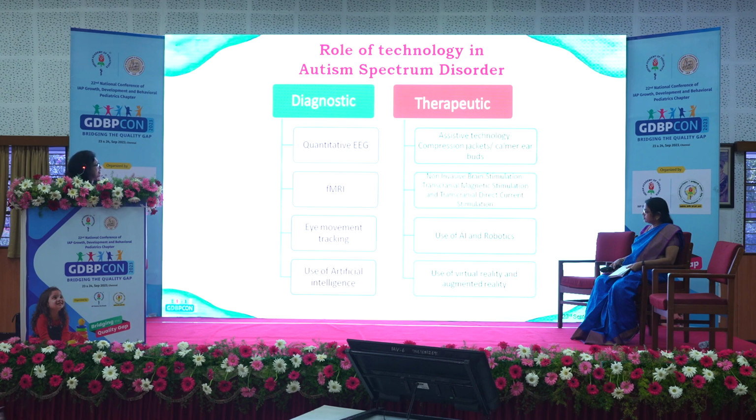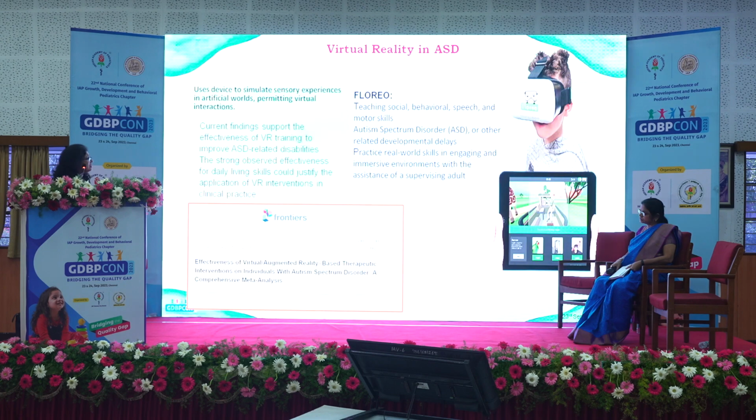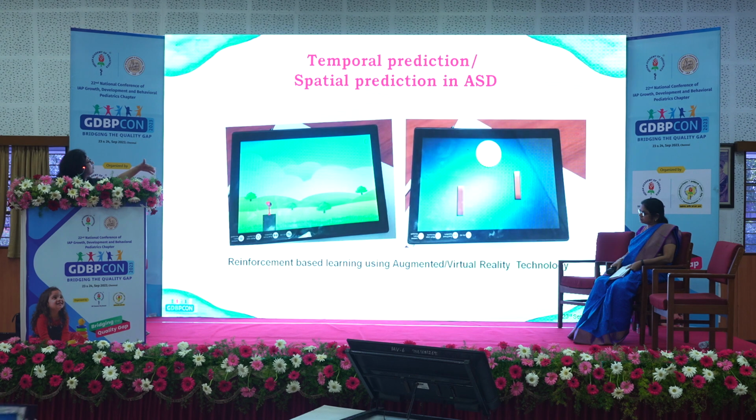For autism, quantitative EEG, fMRI, and eye movement tracking, and artificial intelligence can be used for diagnostics. Therapeutics, you can have assistive technology like compression jackets, earbuds for calming the children, and transcranial magnetic stimulation, artificial intelligence and robotics, and virtual reality, augmented reality. Let me tell you, we're doing practically everything. So it is not something which is there of the future. You can have this virtual reality through the eye thing. The child can see in the virtual game.